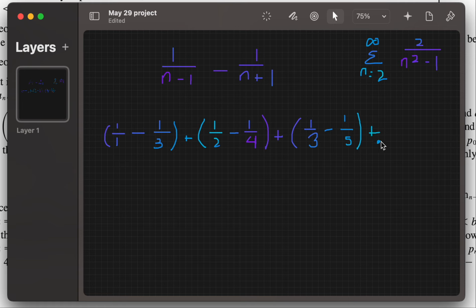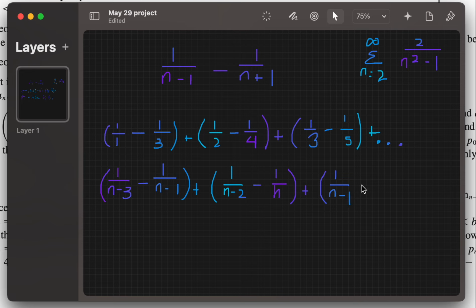And you would see a pattern there, up until 1 over n minus 3 minus 1 over n minus 1, plus 1 over n minus 2 minus 1 over n, plus the final term, which is 1 over n minus 1 minus 1 over n plus 1.